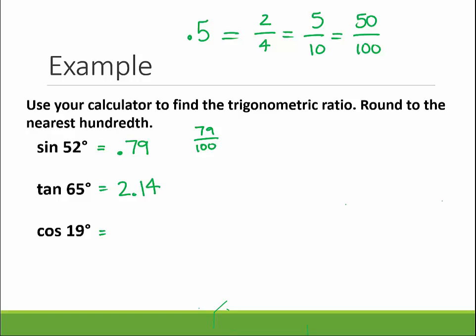and cosine of 19 is 0.95. So again, make sure that you can type these in your calculator and get these numbers out. If you can't, you need to make sure you ask me about it in class the next day. This is super important.